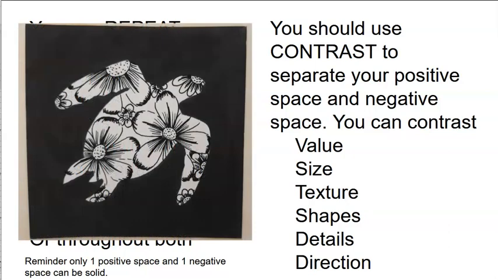For example, in this turtle, I have repeated flowers within the turtle itself. And the negative space is just solid black. So I'm repeating flowers, but I'm contrasting the negative space by changing the value. Now, the reminder, of all your 9 squares, only one positive space can be solid color, and only one negative space can be a solid color. So if you choose to do this, that's your one solid negative space. That's it. Done. You can't have any more.